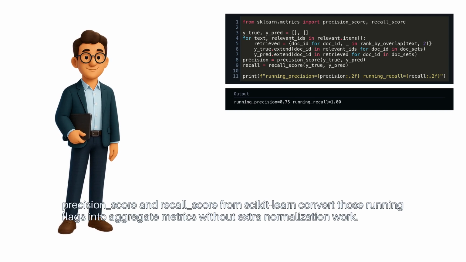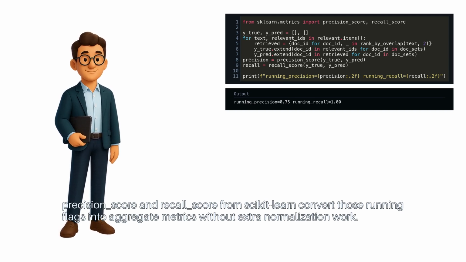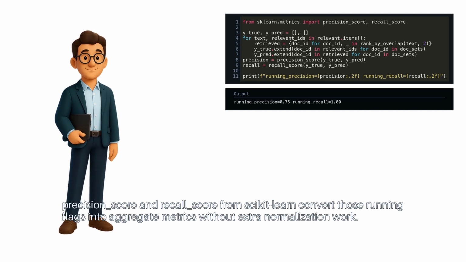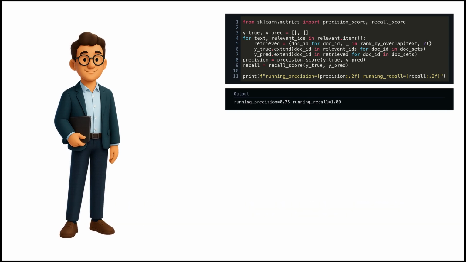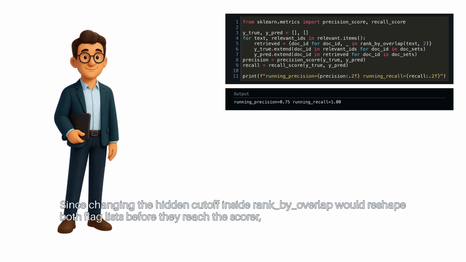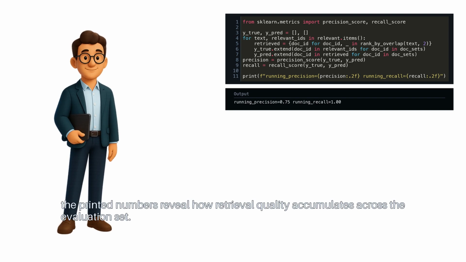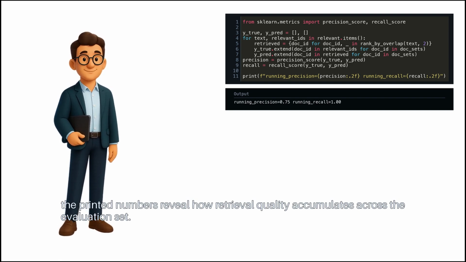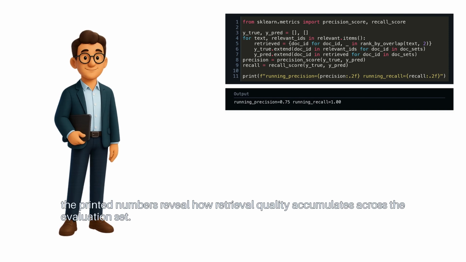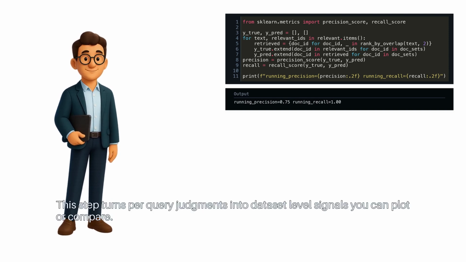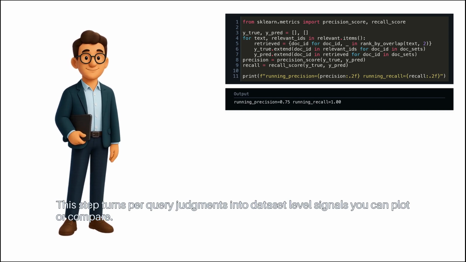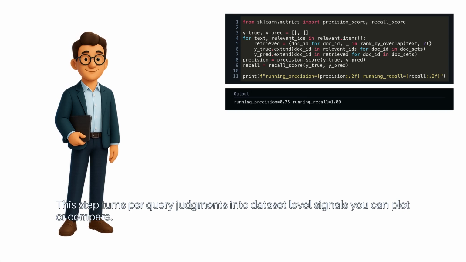Precision score and recall score from scikit-learn convert those running flags into aggregate metrics without extra normalization work. Since changing the hidden cutoff inside rank by overlap would reshape both flag lists before they reach the scorer, the printed numbers reveal how retrieval quality accumulates across the evaluation set. This step turns per query judgments into dataset-level signals you can plot or compare.